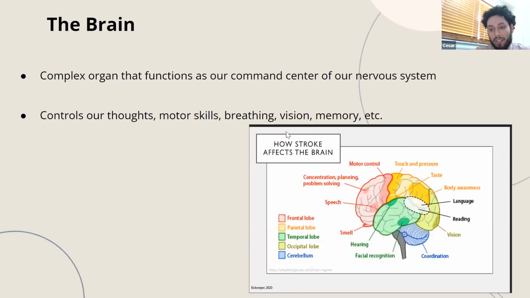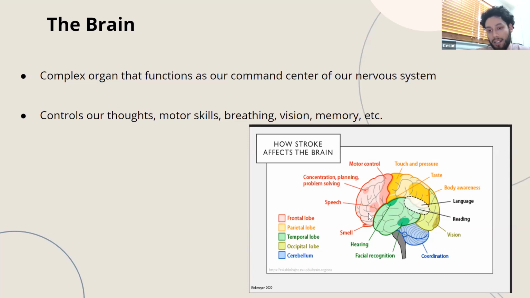So I'm going to move into just a basic anatomy of the brain. The brain is a complex organ that functions as our command center of the nervous system. It controls our thoughts, our motor skills, our breathing, our vision, our memory. And depending on the type of stroke that someone experiences, they'll have different impairments. So here, as you can see on the figure on the right, these are the five main lobes or parts of the brain.